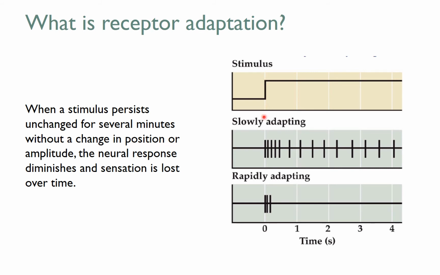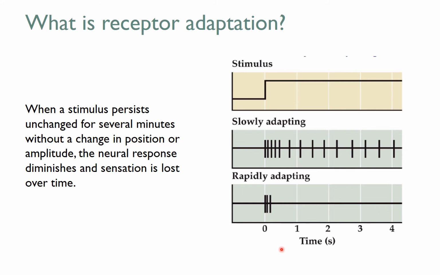A slowly adapting neural response is shown in this middle graph, coordinating with the stimulus applied at the same time. This is a hypothetical neural response from a hypothetical slowly adapting receptor. You'll see a big pulse of activity. These are graphic representations of neural spikes. There's a pretty big pulse of activity, and then over time the pulse slowly spreads out. If you followed this graph to its natural conclusion, it would eventually come down to 0 responses over time.